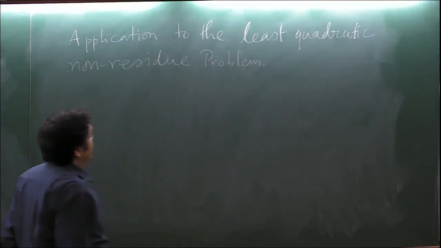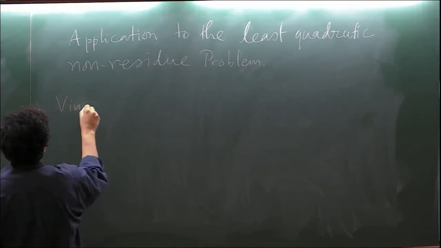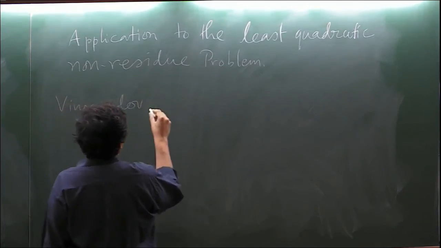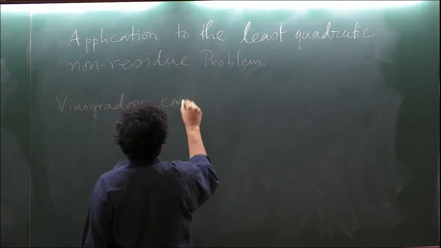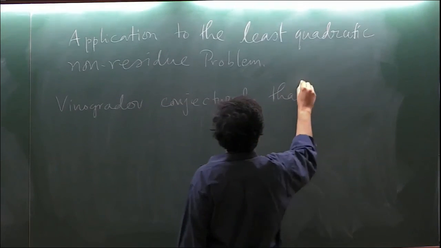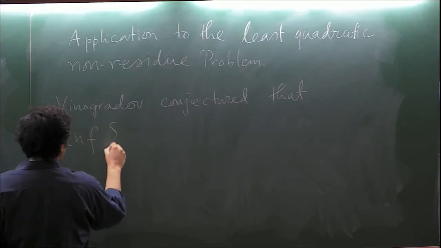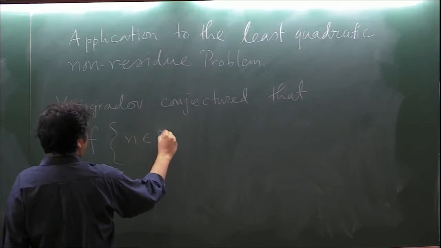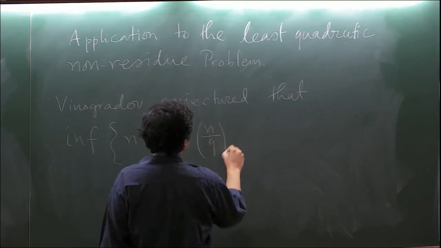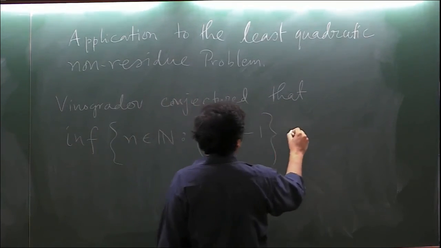Okay, so this problem is due to Vinogradov. So Vinogradov asked, or maybe conjectured, that if you look at the minimum of integers n such that n by q is -1, that should be quite small.